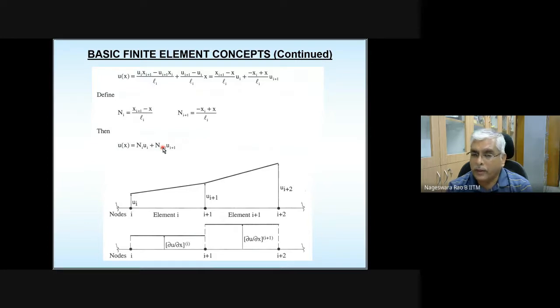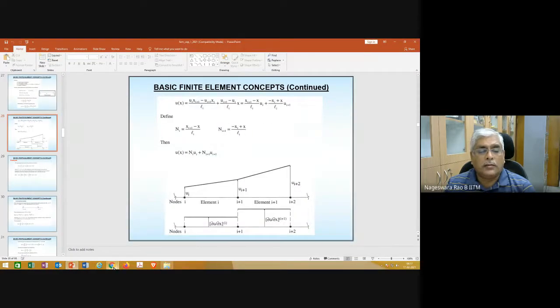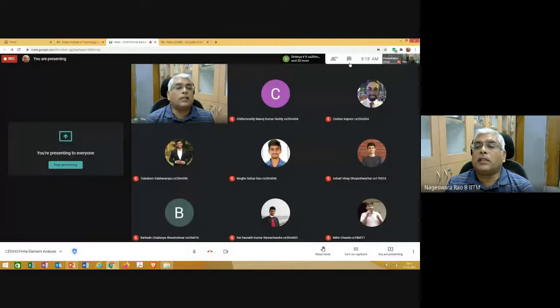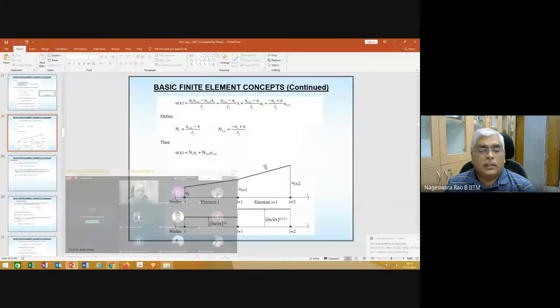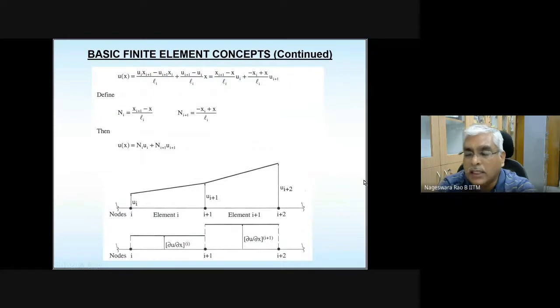Okay? Any questions? Let me see the comments. Any questions? So Ni and Ni+1 are the basis functions, or the shape functions or interpolating functions. They are also basis functions, and Ni and Ni+1 are linearly independent. Shape functions are linearly independent.